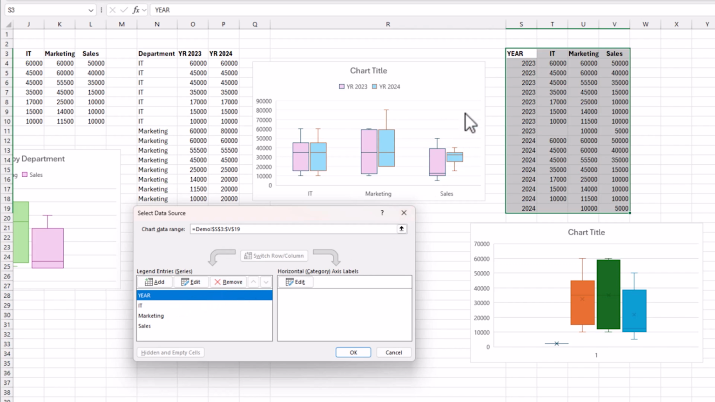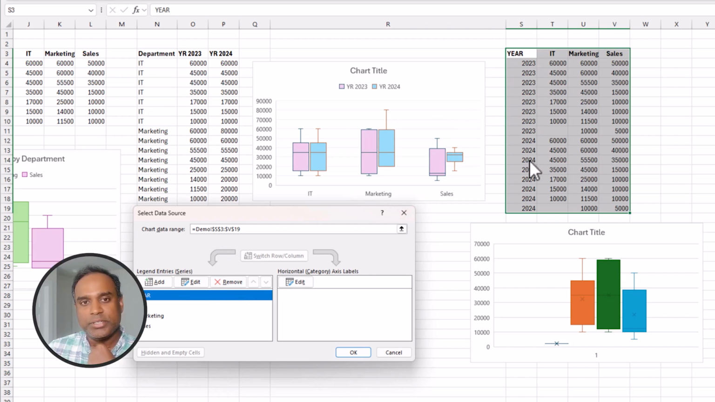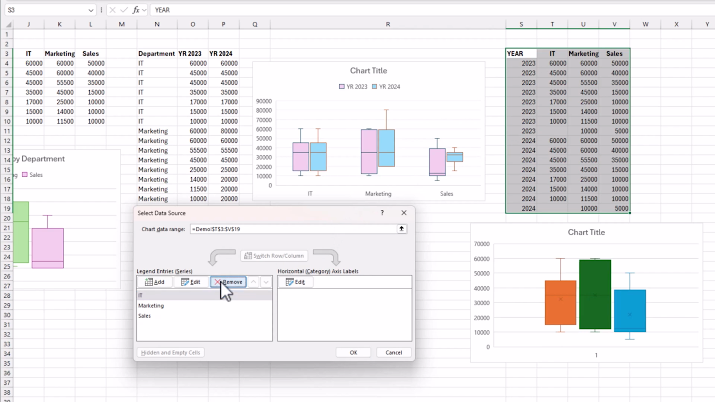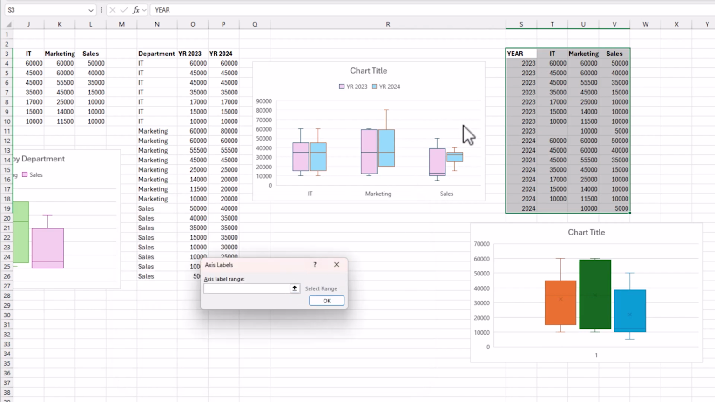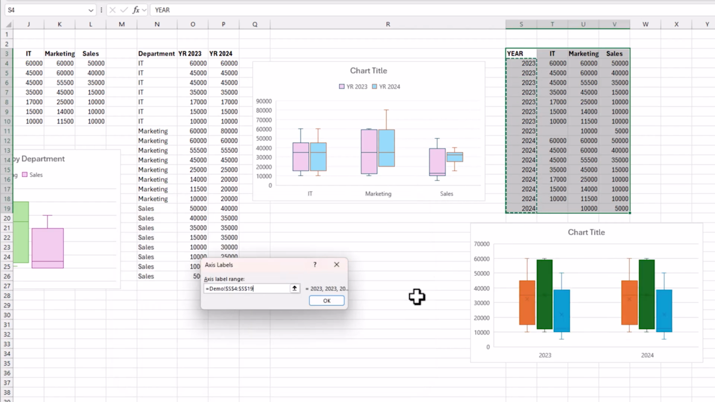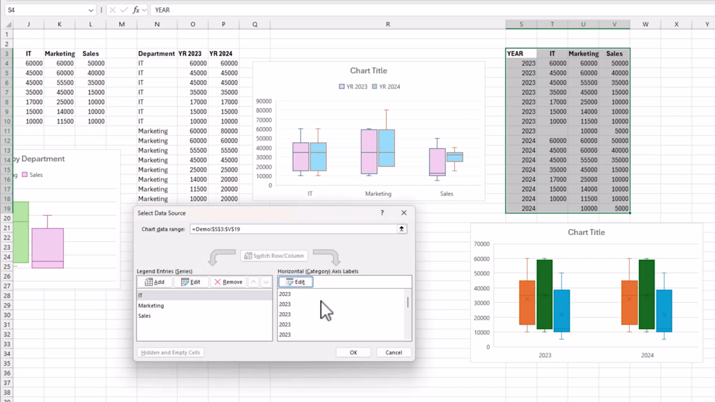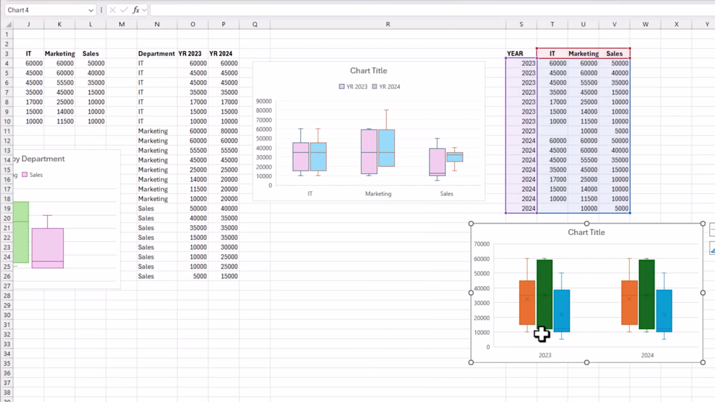The reason why it did that is probably because the numbers in this column S, if it was text, it would have handled it differently. When it sees a number, it thinks it's a series, but it is not. It is a category. So I'm going to remove this, and instead we're going to use this as our labels. Then that gets us to what we want. So the x-axis shows the two years, and then there are three series for three departments with three different colors.